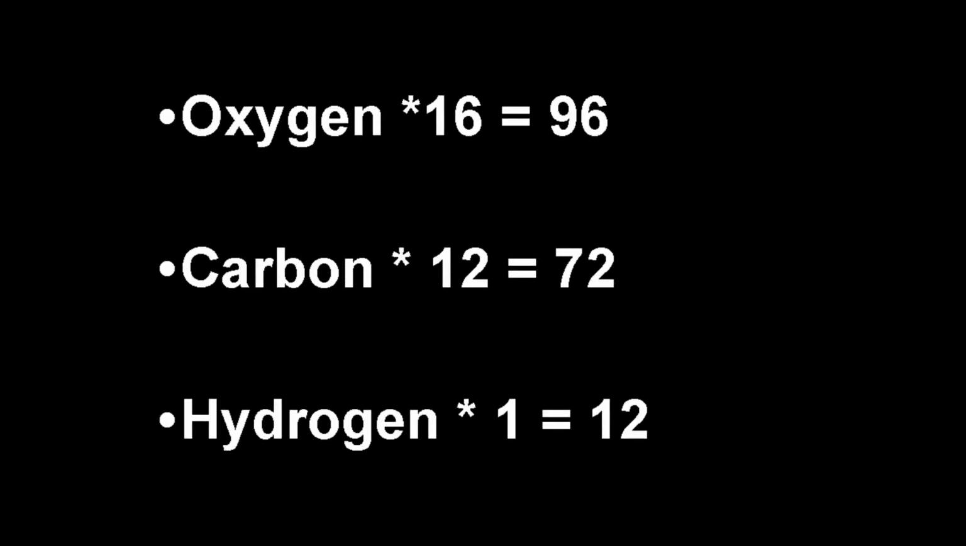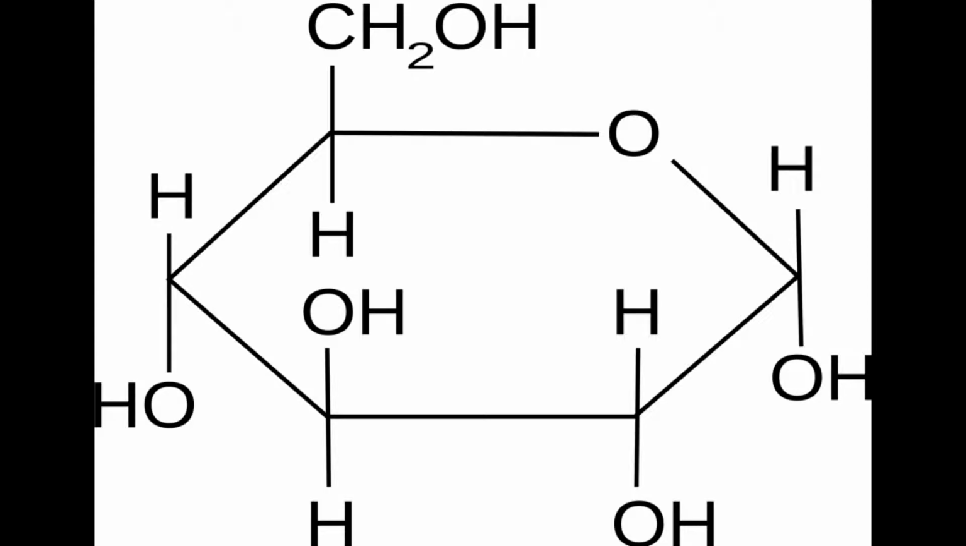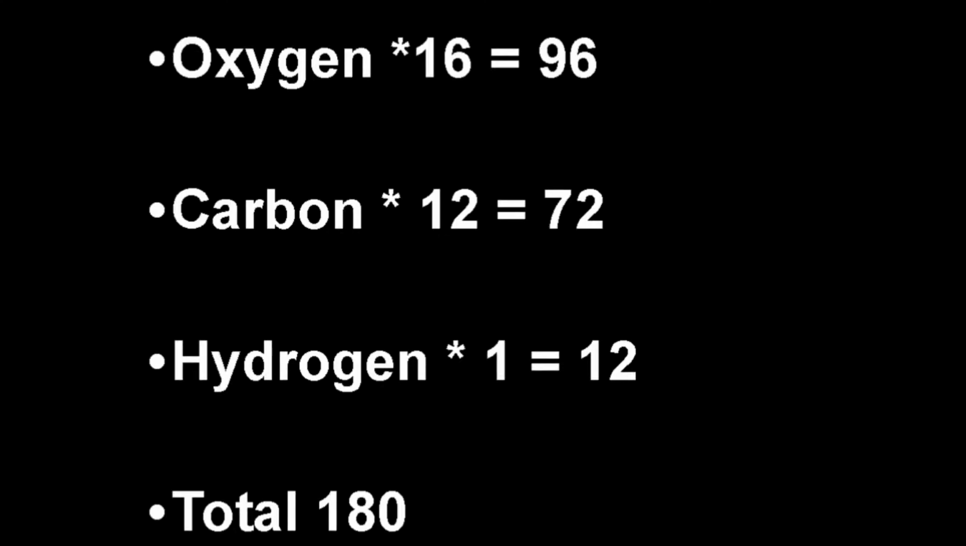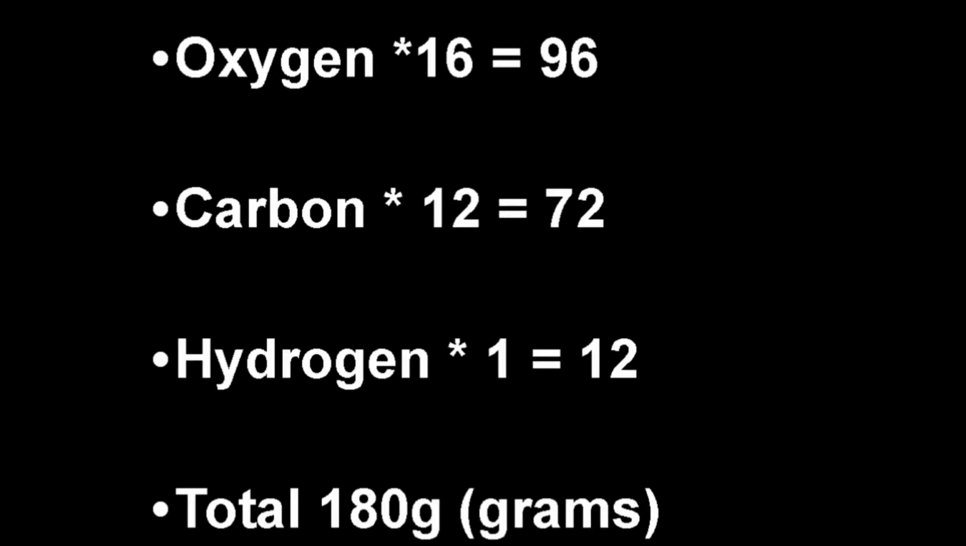up the glucose molecule. To put it another way, this is 6 times 16 equaling 96, 6 times 12 equaling 72, and 12 times 1 equaling 12. Then the sum of these atoms, which is 180 grams. Do not forget to use units, as these are important at a later point.